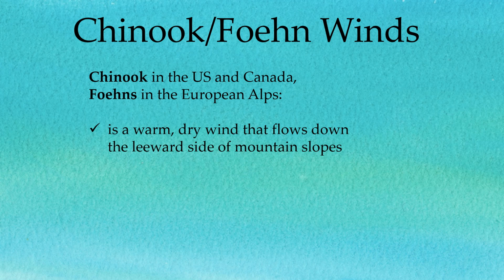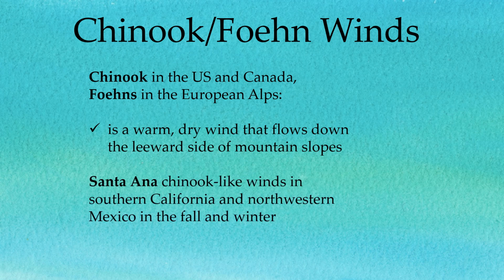There is what they call the Santa Ana. This is a Chinook-like wind in southern California and northwestern Mexico that happens during fall and winter. So the Santa Ana is another local name, and again it occurs in southern California as a hot, dry Santa Ana wind that greatly increases the threat of wildfires.